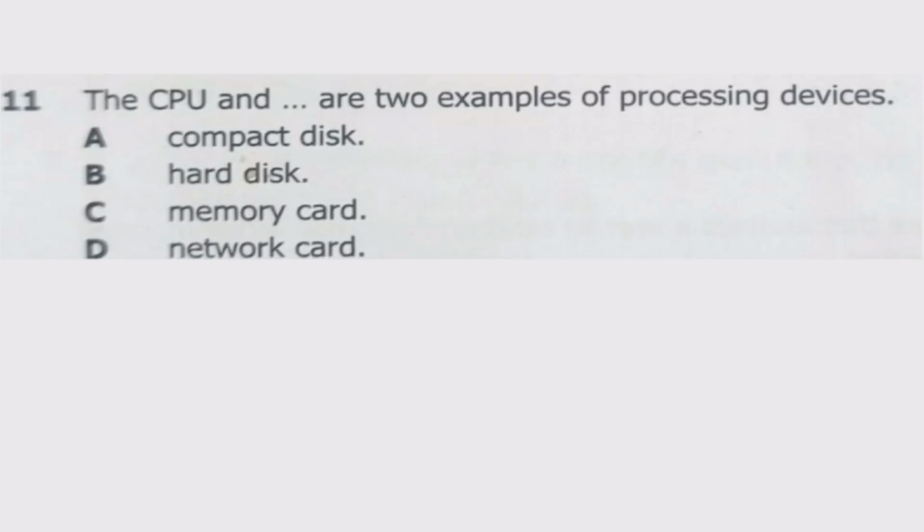Question 11 is as follows. The CPU and dash are two examples of processing devices. A, compact disk. B, hard disk. C, memory card. D, network card. The correct answer is D, network card. The CPU and the network card are two examples of processing devices. The compact disk, hard disk, and memory card are storage devices.